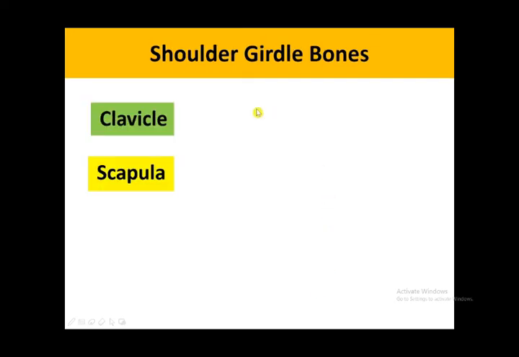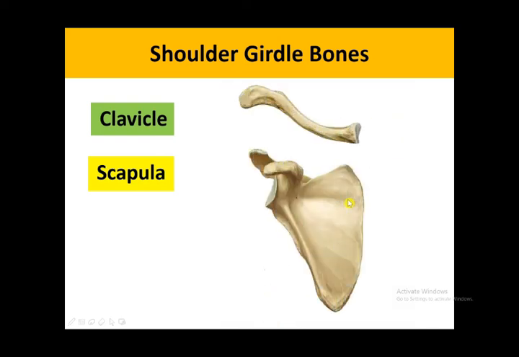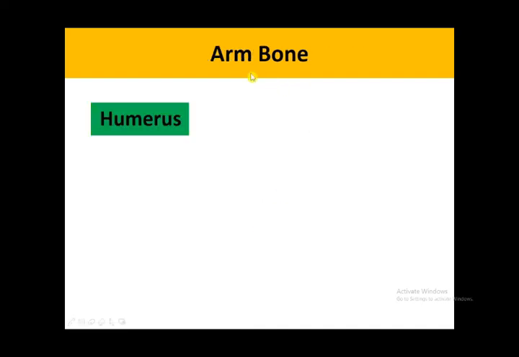Let's talk about the shoulder girdle bones. We have here the clavicle and the scapula. The clavicle is represented in green and the scapula here in yellow. These two bones make up the shoulder girdle. Remember that. Now we come to the arm bone, the humerus.